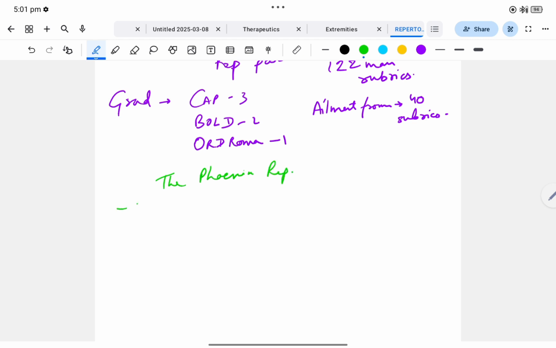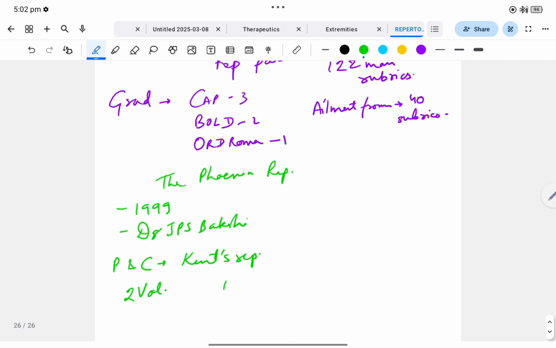It came in the year 1999, just after the child care repertory, by Dr. J.P.S. Bakshi. Plan and construction of this book follows Kent's repertory. It has 2 volumes. First volume is from mind to abdomen, and second volume is from rectum to generalities.